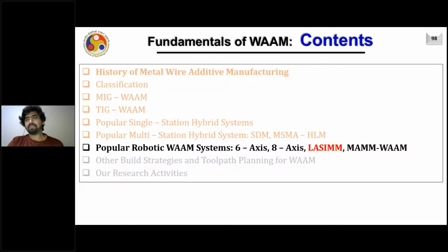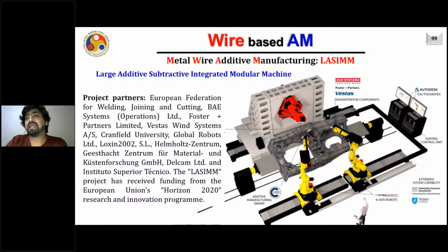Yeah. Then the best according to me till now for WAAM systems, and it is again a multi-station system that utilizes robotic arms, is LASIMM, Large Additive Subtractive Integrated Modular Machine. It's a very big machine, not many people know about it. It's a Horizon 2020 project in Europe, and they have around 7 to 8 partners in it from different domains.